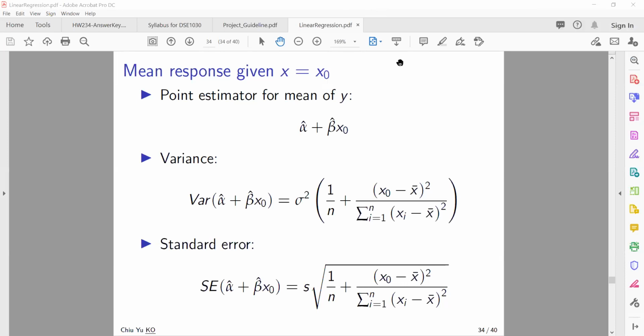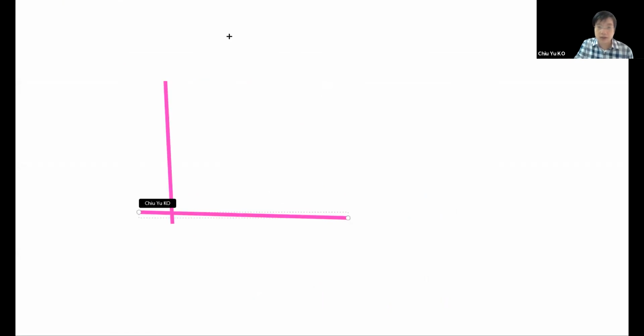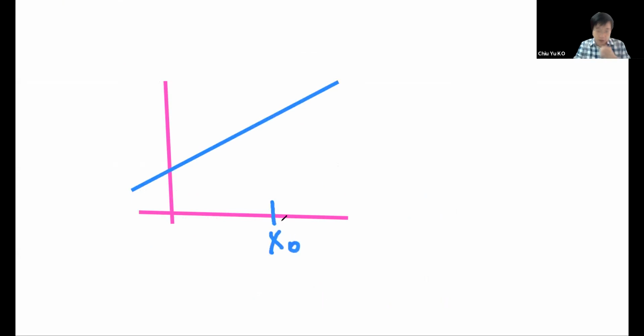So let me explain a little bit further. So maybe this is a line, right? And suppose you have a regression like this. And then you have some given x0, some value x0, maybe 3 or 4 or 5, just some number, right? And the mean response is this guy, right?